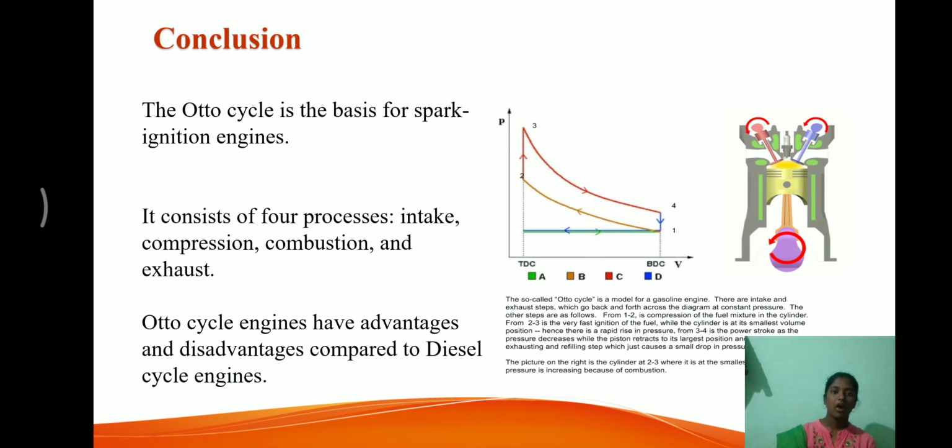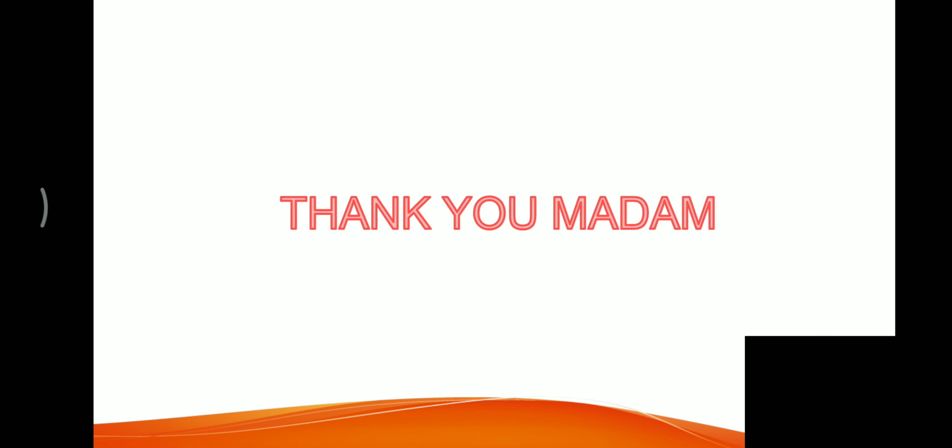Conclusion. The Otto cycle is the basis for spark ignition engines. It consists of four processes: intake, compression, combustion, and exhaust. Otto cycle engines have advantages and disadvantages compared to diesel cycle engines.